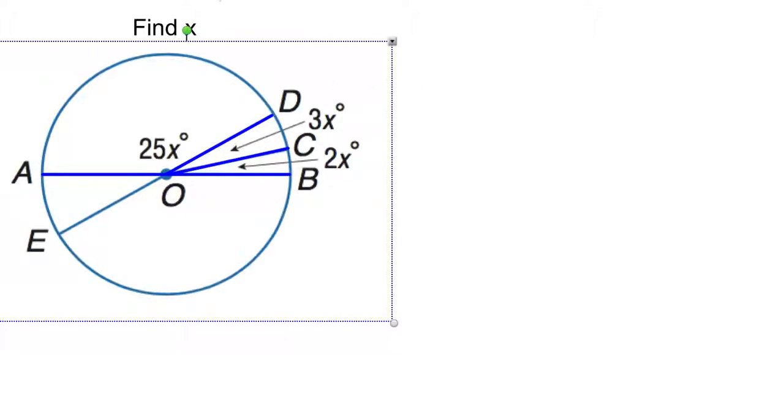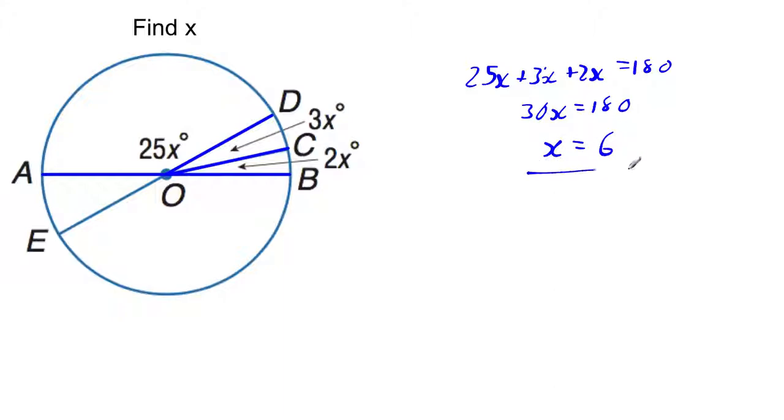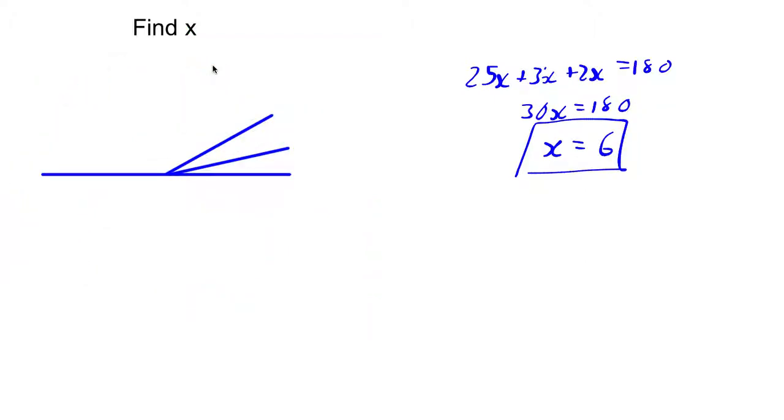So what I could do is add up those angles, 25x plus 3x plus 2x, and set them equal to that straight line, 180 degrees. So I get 30x is equal to 180, or x is equal to 6. So that means that this angle here is 12 degrees. Now it just so happens, yes, it is in a circle, but at the end of the day, it doesn't change the fact that these are still just normal angles formed at the center of the circle.